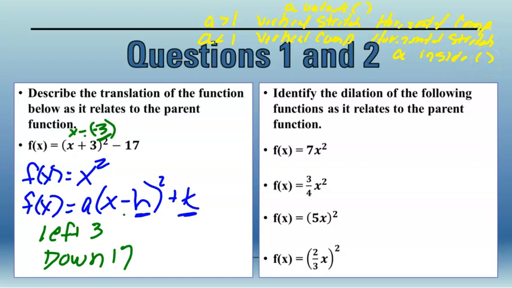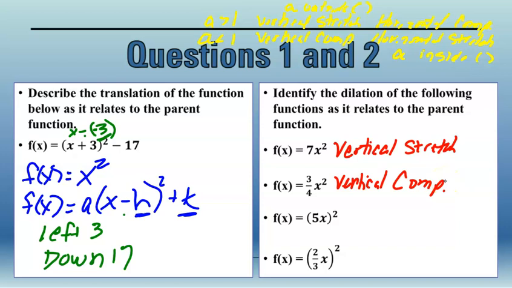So now if I look at my examples here, I have f of x equaling 7x squared. There is no parentheses, so we can consider that outside the parentheses. So this is a vertical. And because a is greater than 1, or 7, that's going to be a vertical stretch. The second example, f of x equaling 3/4 x squared. There's no parentheses, so we consider that outside, so that's vertical. And if it's vertical, now we have to determine if it's a stretch or compression. My a is 3/4, which is less than 1, so this would be a vertical compression.